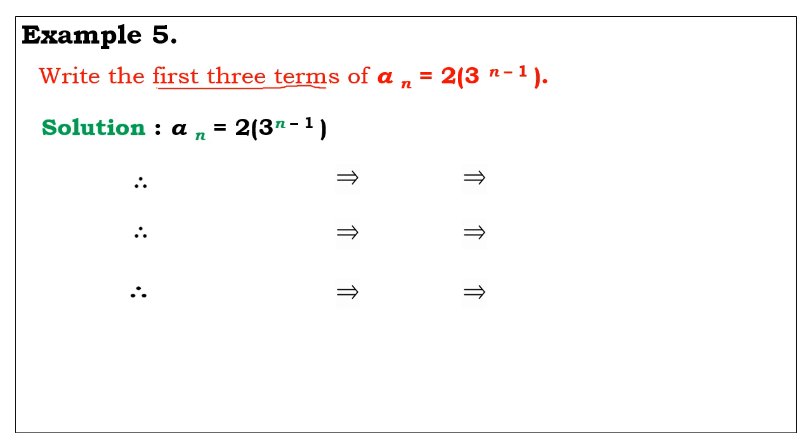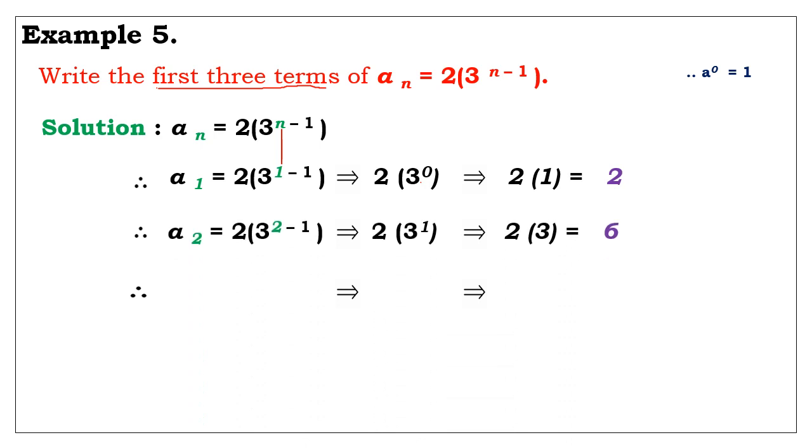In step 1 apply n value is 1. Therefore a1 equals 2 of 3 to the power 1 minus 1. Here 1 is taken because of n value. Substitute n value is 1. Therefore 2 of 3 to the power, now 1 minus 1 is equal to 0. Now 3 to the power 0 value is 1, because we know the law of exponents, a to the power 0 is always equal to 1. Because of that reason, 3 to the power 0, its value is 1. Therefore 2 ones are 2. Therefore here the first term is 2.